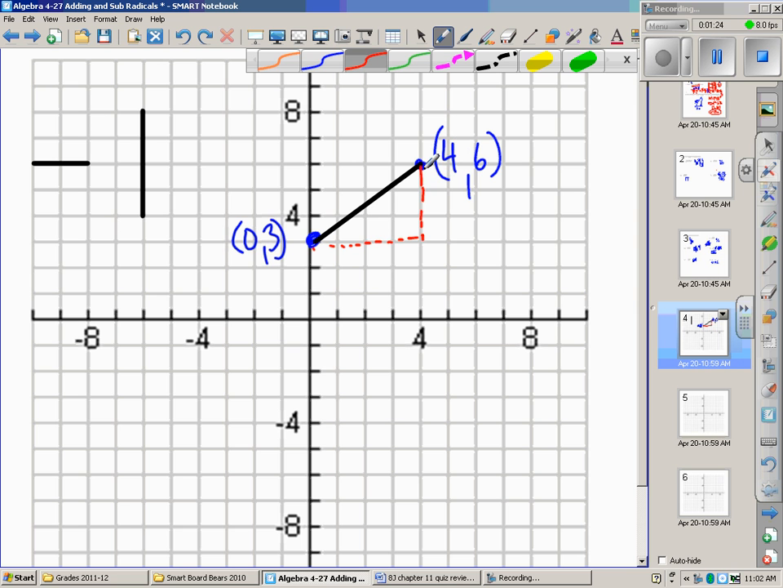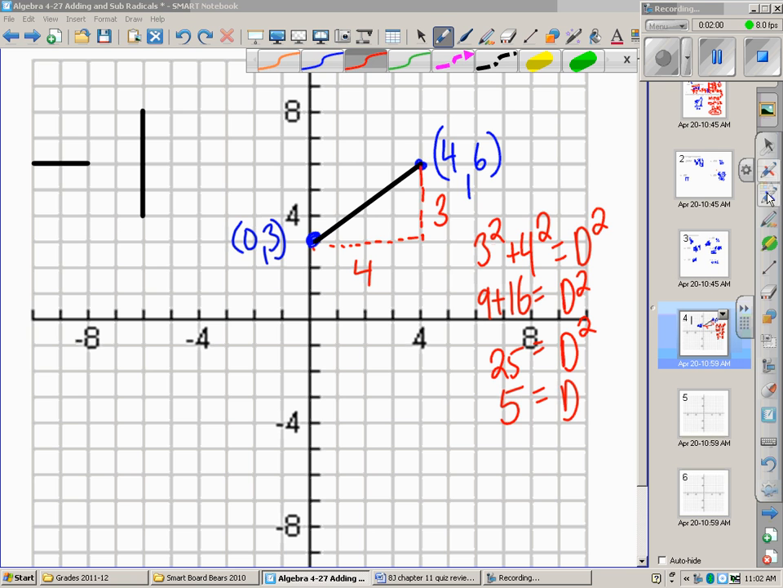Then you can figure out how much do you move up from here to here. What's the number of blocks that you move up? And we find out that's 3. And then we think of how many blocks do we move over, and that's 4. So what we're going to then do is do 3 squared plus 4 squared equals the distance squared. We get 9 plus 16 equals d squared. D squared equals 25, and d equals 5.